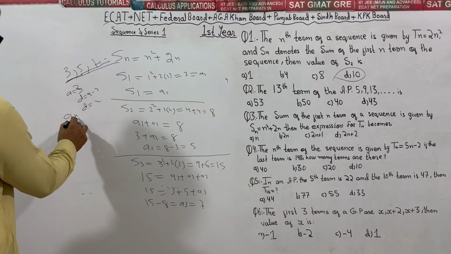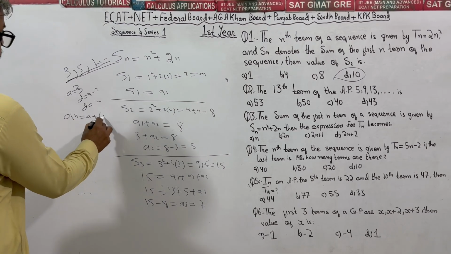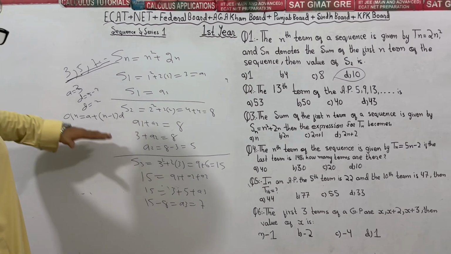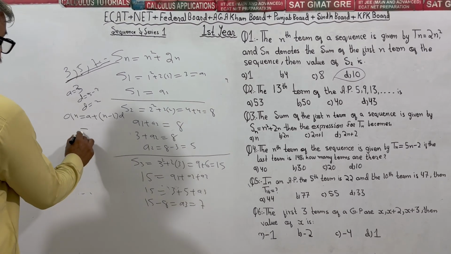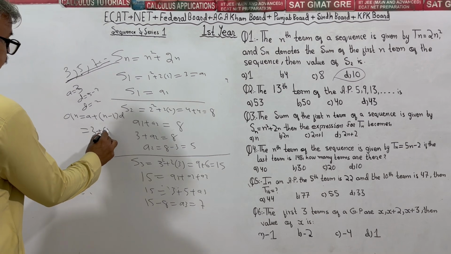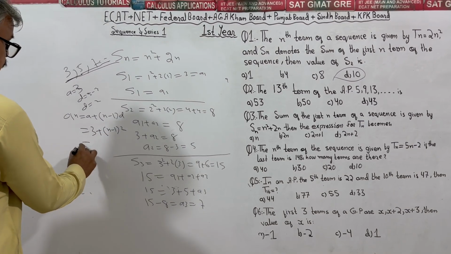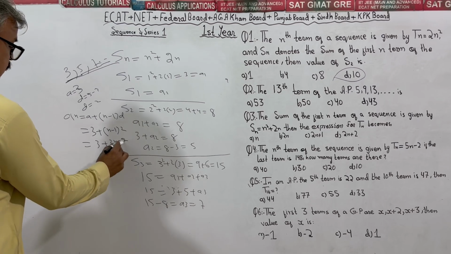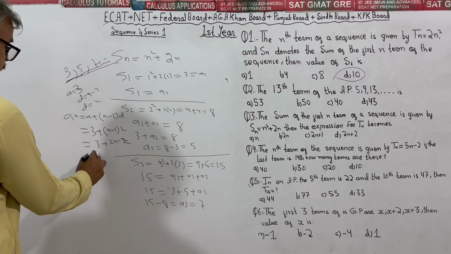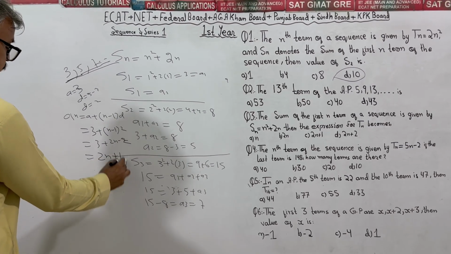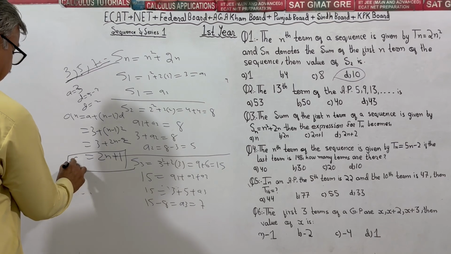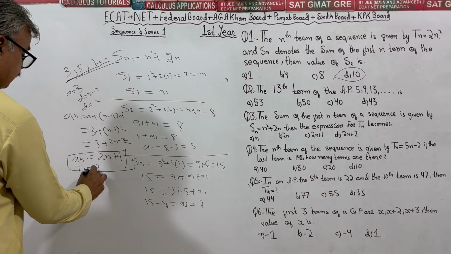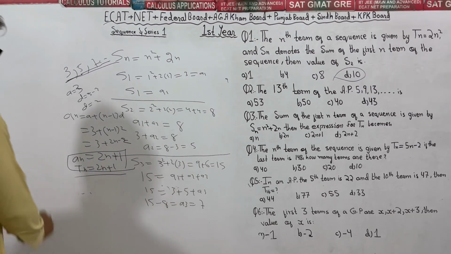General term means keep n intact. To write the general term for some term, keep n intact. First term is 3, n is n, d is 2. So we have 3 plus 2 times n minus 1, which gives 2n plus 1. That's our general term in that case, denoted by an. Some writers write Tn, that's 2n plus 1.